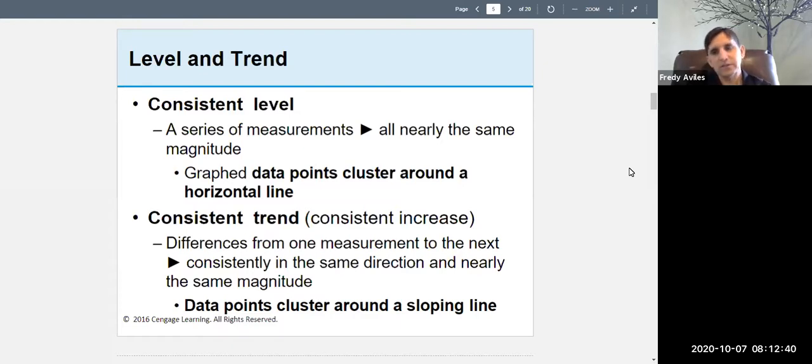Not necessarily just a straight line, but horizontal, okay? A vertical line is also straight, but we mean a straight horizontal line, okay?